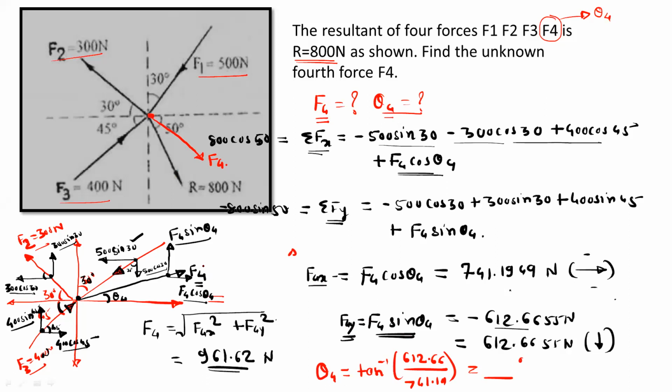So our assumption is wrong. We had assumed force F4 is lying in the first quadrant, but by the sign of x component and the y component, actually force F4 lies in the fourth quadrant. Okay, so this is your final answer, theta 4, and F4 is 961.